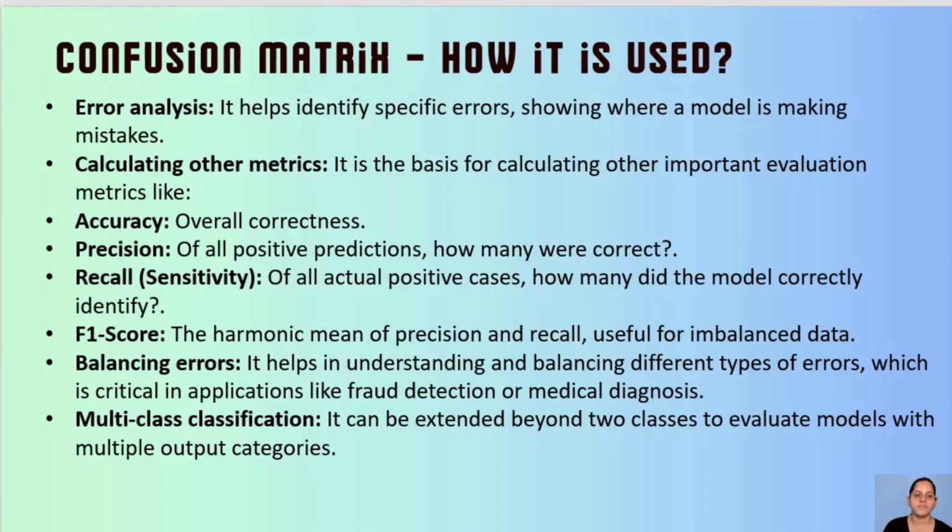The F1 score again is the harmonic mean of precision and recall, or you can say it's a mean of precision and recall, and it is very useful for imbalanced data. For imbalanced data, we prefer the F1 score over accuracy.